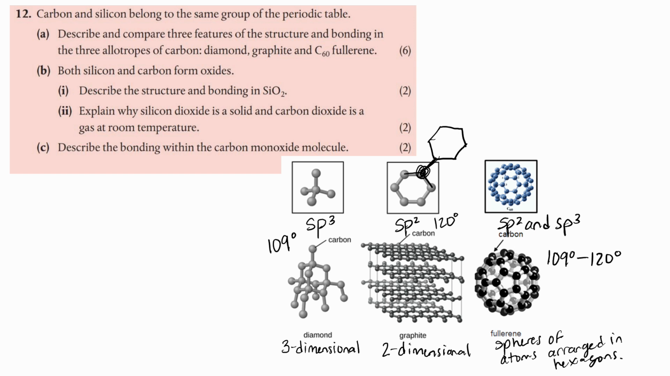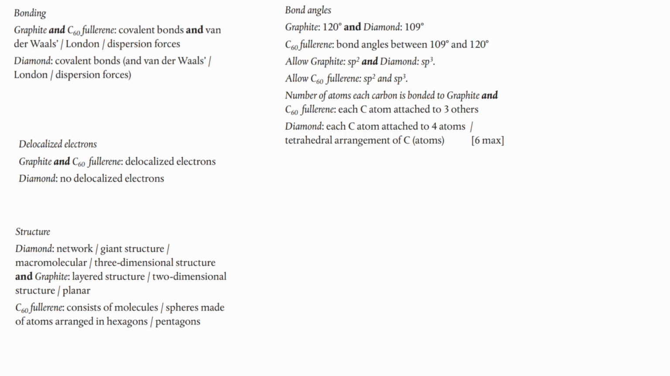And then the comparison between all of them is that they're all going to have covalent bonds and London dispersion forces. So this is going to be the actual mark scheme. It gave you an overall of 6 points.